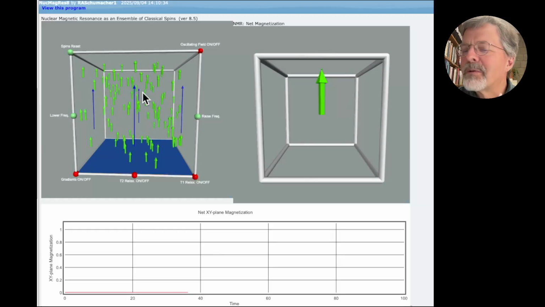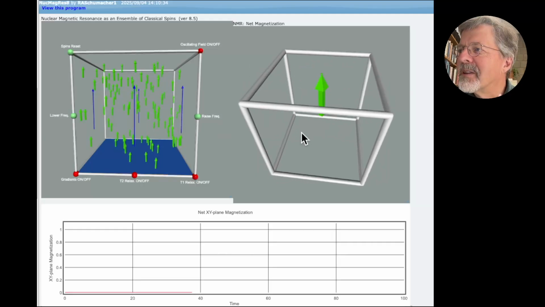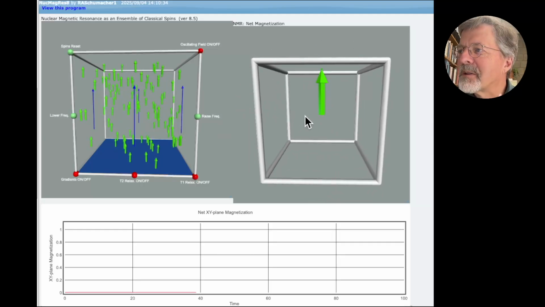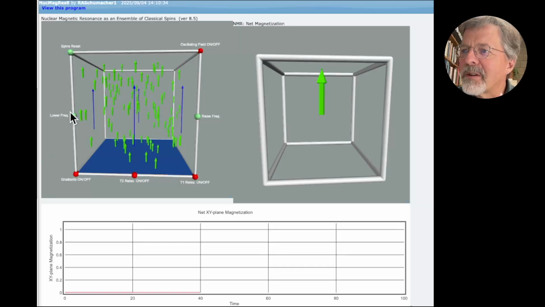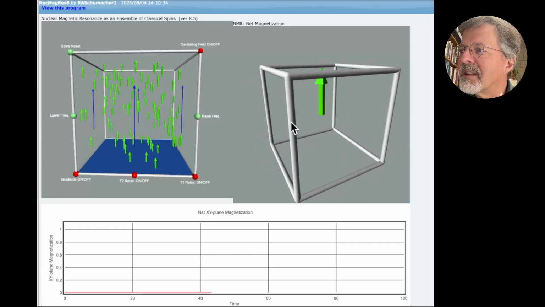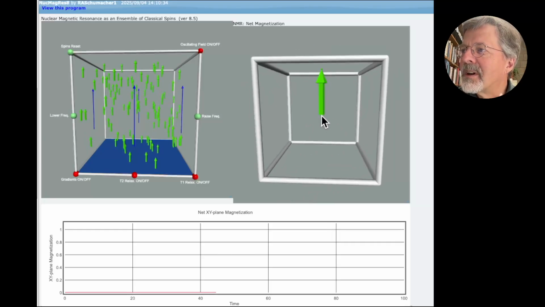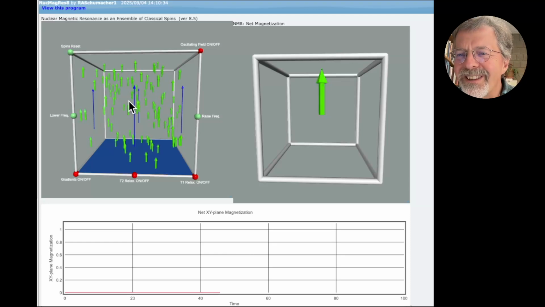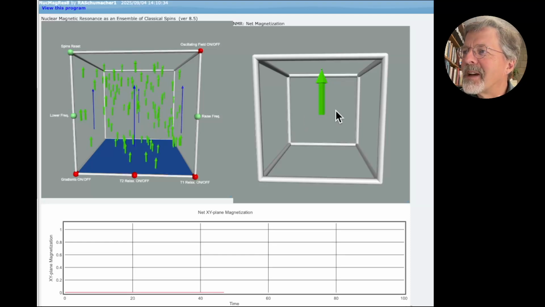But now we can look on the right-hand side here. This arrow is the vector sum, the classical vector sum of all these little green arrows from the individual sample elements on the left. So right now you can see it's very boring. All these arrows simply add up to one big fat arrow here.